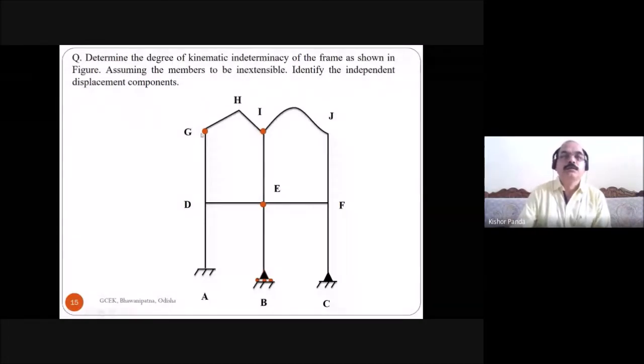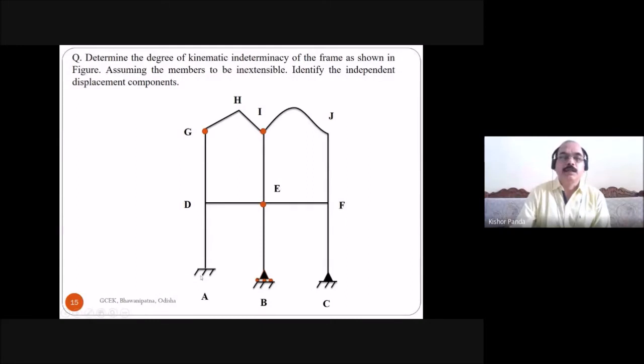You see, this is frame ABC, DEF, G, H, I, J. The support A is a fixed support, B is a roller, and C is a hinge support. And this is an internal hinge. At joint G, there is one internal hinge. At joint I, there is one internal hinge, and at joint E, there is one internal hinge.